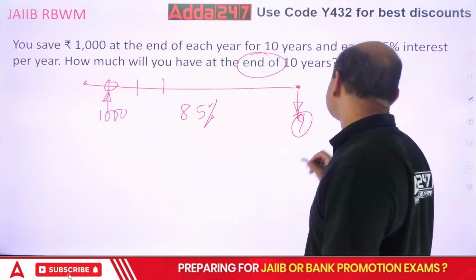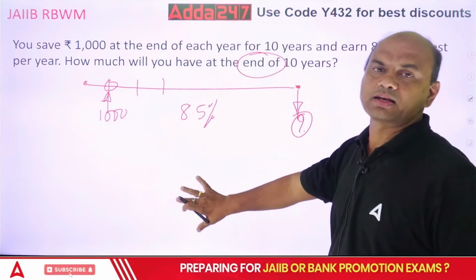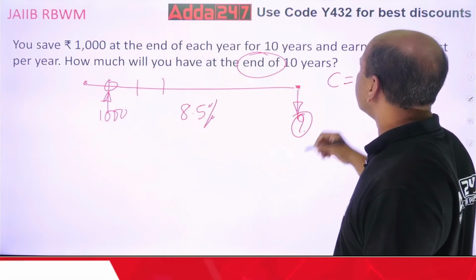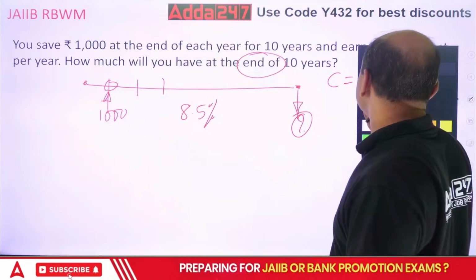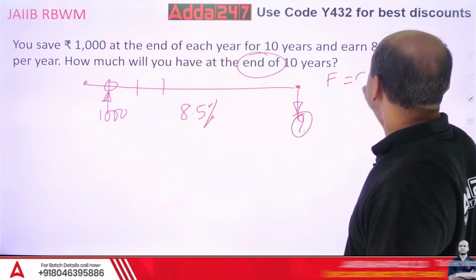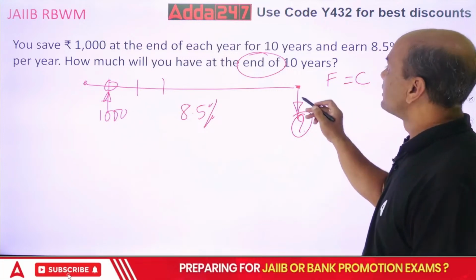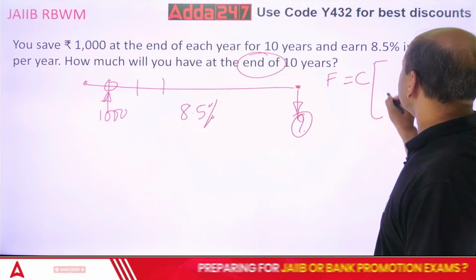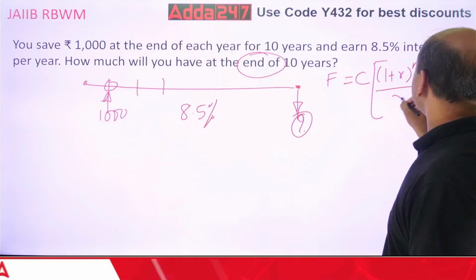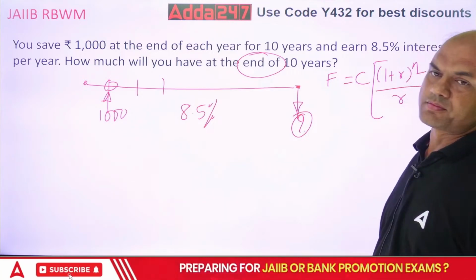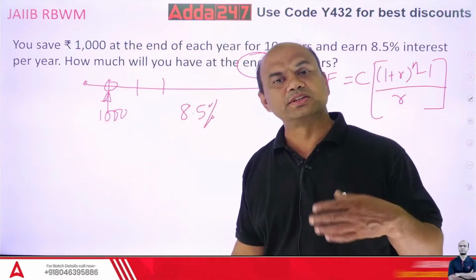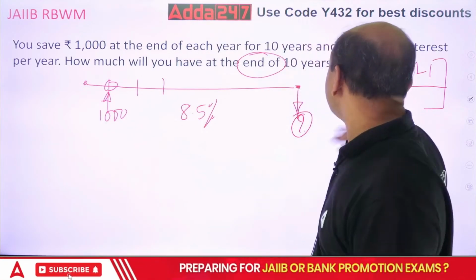So end means which formula will you use? I'll write the formula over here and then directly write the answer. Future value F equals to C into whatever I invest per year, C means 1000, into (1 plus R) raised to N minus 1, the whole upon R. I want only future value now. This is the formula for future value. The formula for present value is different.